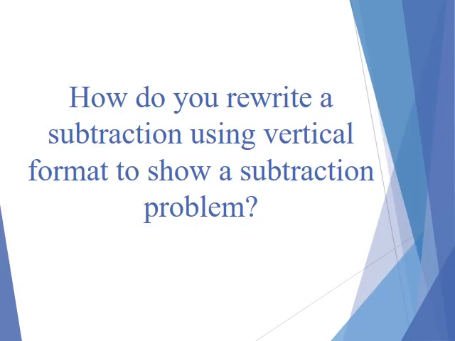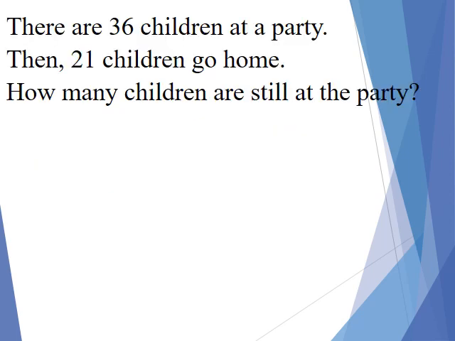How do you rewrite a subtraction using vertical format to show a subtraction problem? Let's solve this problem. There are 36 children at a party, then 21 children go home. How many children are still at the party?